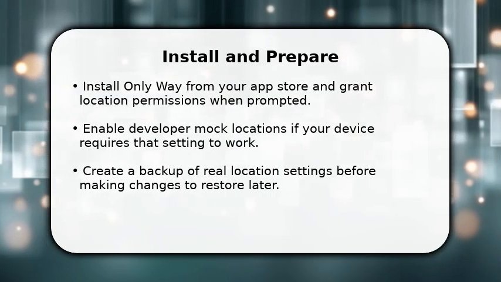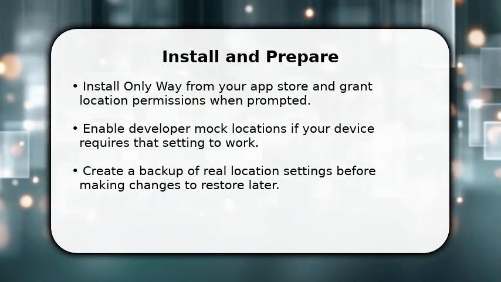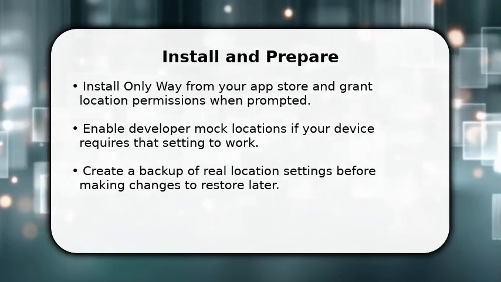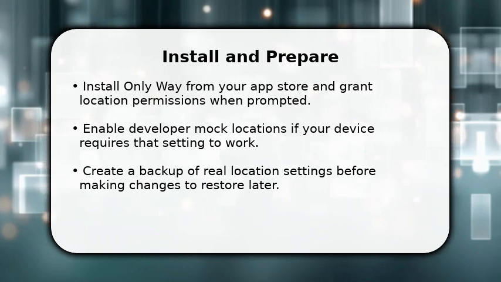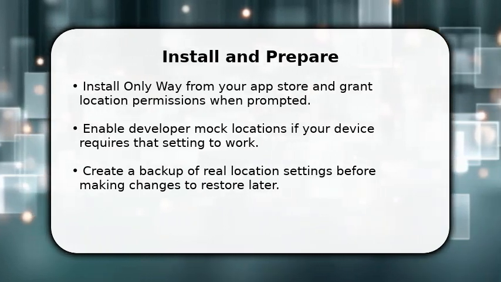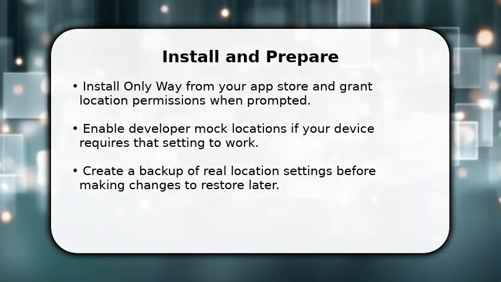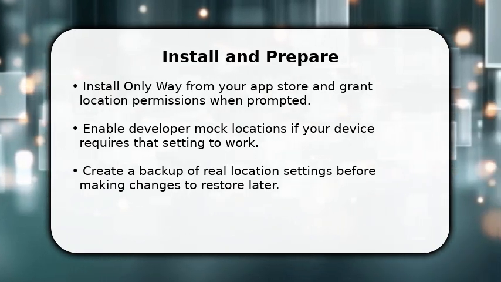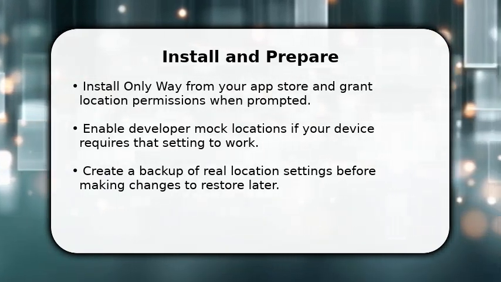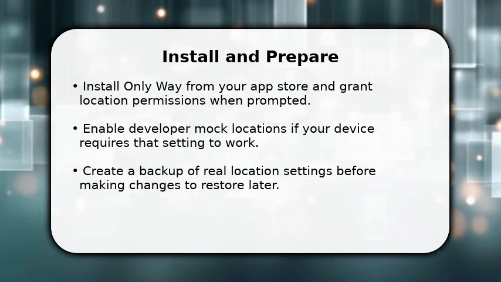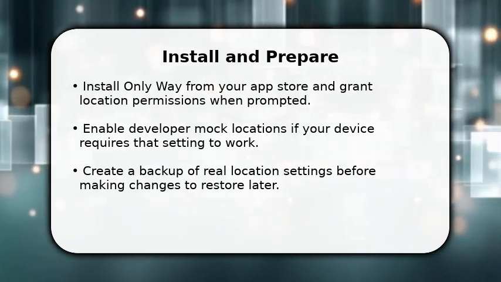Install Only Way from your App Store and grant location permissions when prompted. Open the app and tap Allow when the system requests location access. If your device needs developer mock locations, enable that setting in System Developer Options. Go to Settings, Developer Options, and choose Only Way as the mock location app.